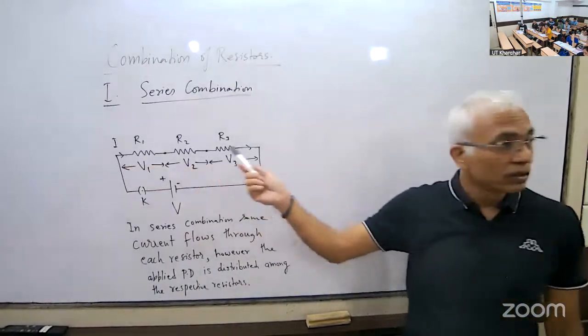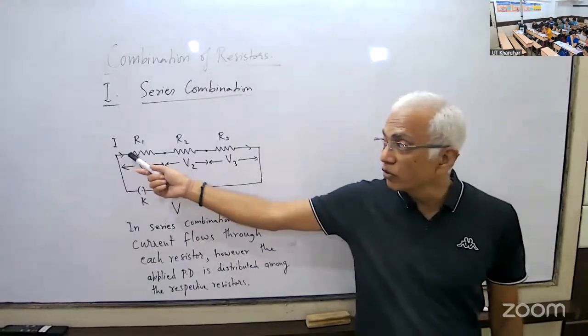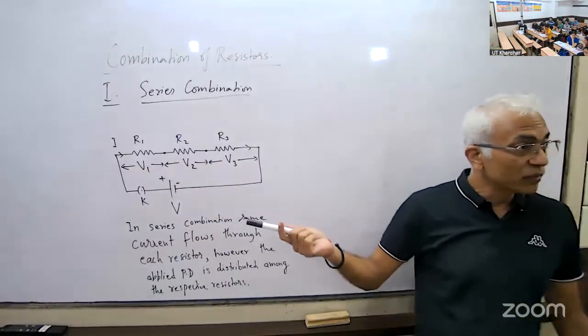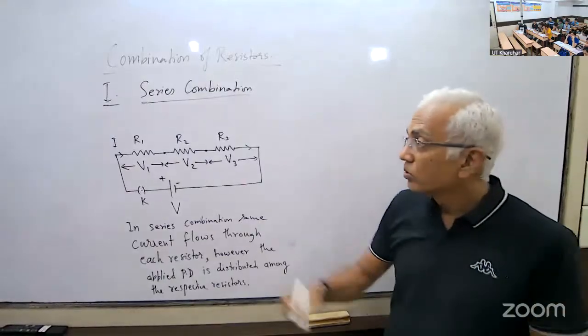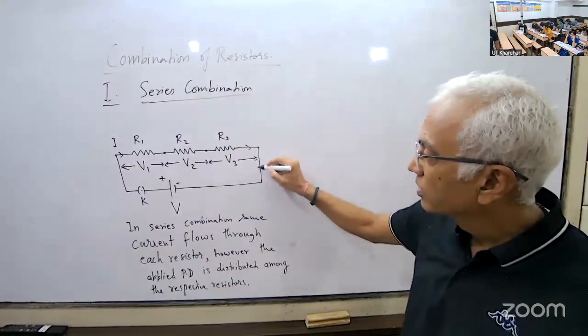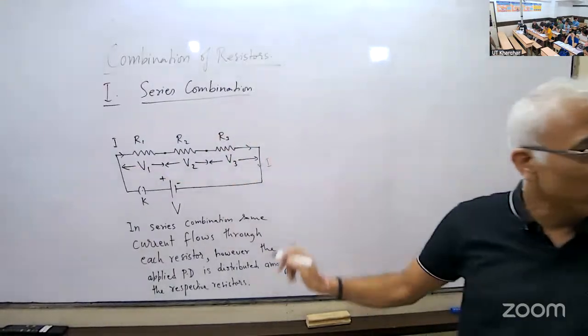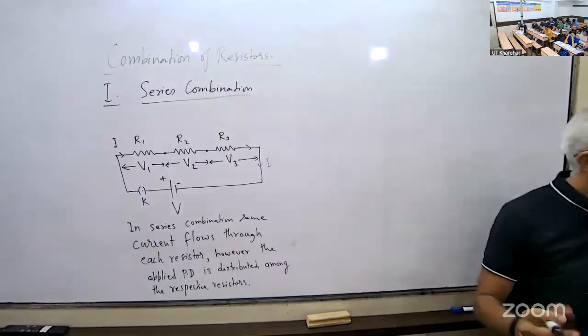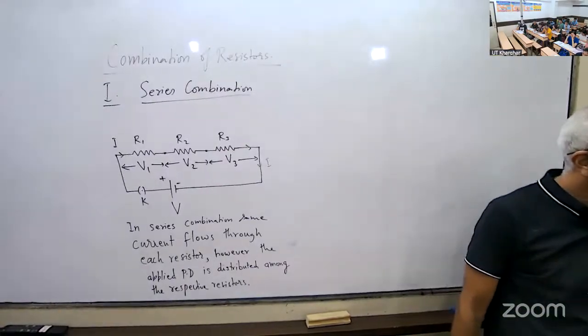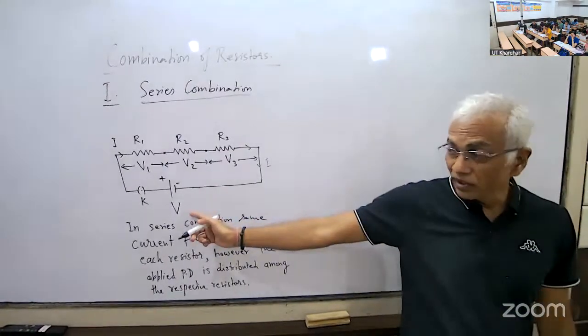Current. Current is flowing through this path, right? Is there any other path for the current? No. So whatever current is entering, the same current will come here. So that is simple. Then the total energy applied is this.